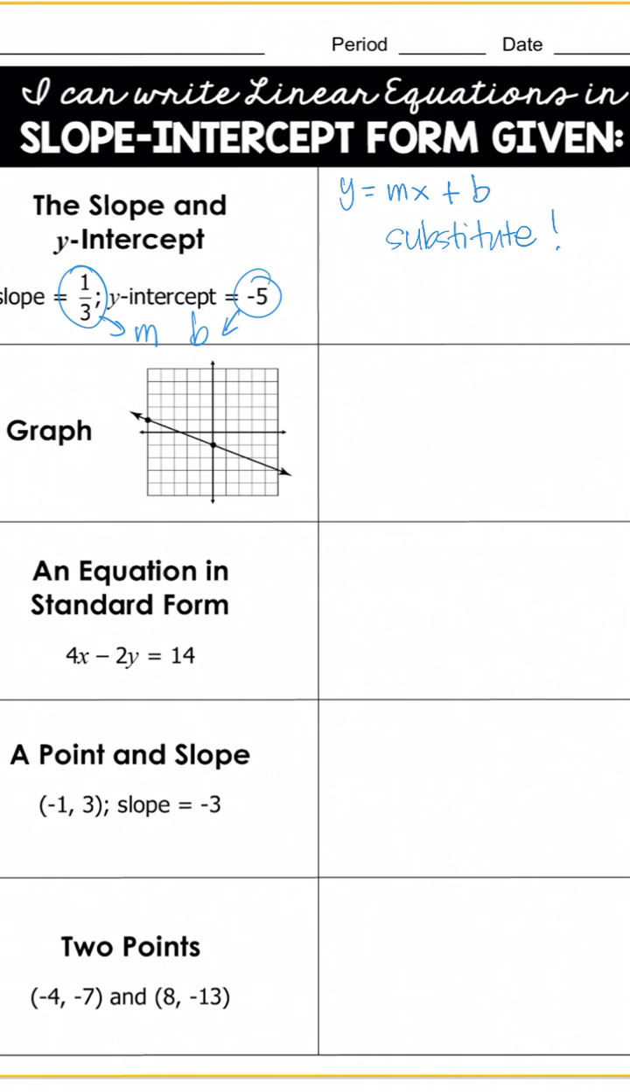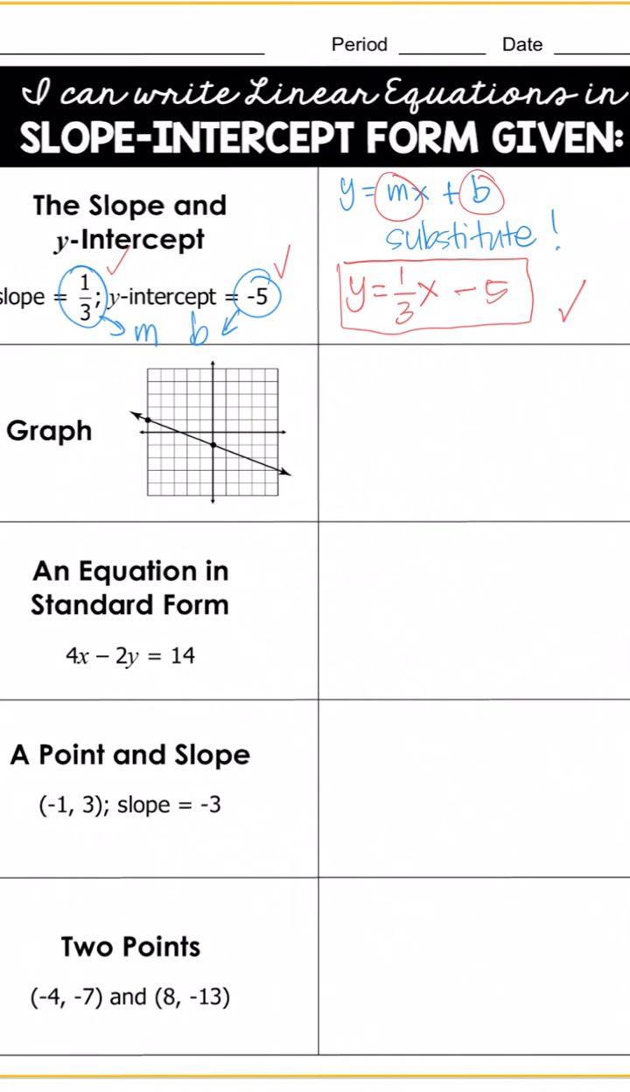So now we have the equation y equals m is 1 over 3, so that's 1 over 3x, that is our m, okay, plus the value of b, since it's a -5, it becomes -5. And presto, you have your equation. Y equals 1 over 3x minus 5 in slope-intercept form.